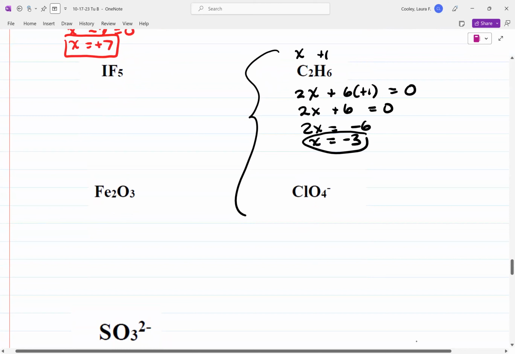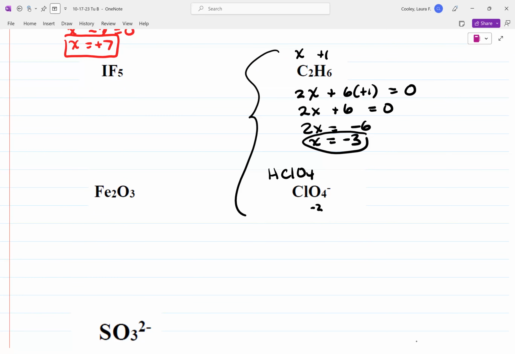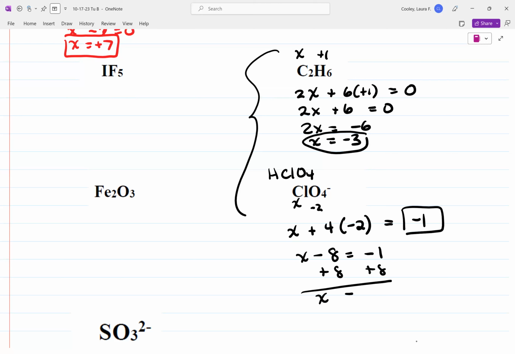ClO4 minus. This is the other ion that you get from the strong acid HClO4 when it breaks up in solution. The oxygen we know has an oxidation number of -2. The chlorine we don't. So here we have X plus 4 times -2 equals what here? What do I put here? -1. X minus 8 equals -1. Add 8 to both sides.